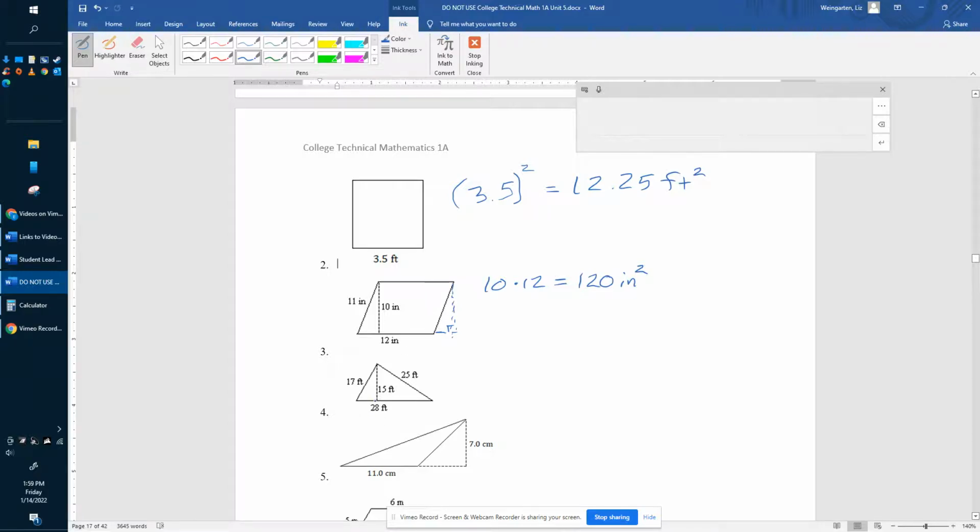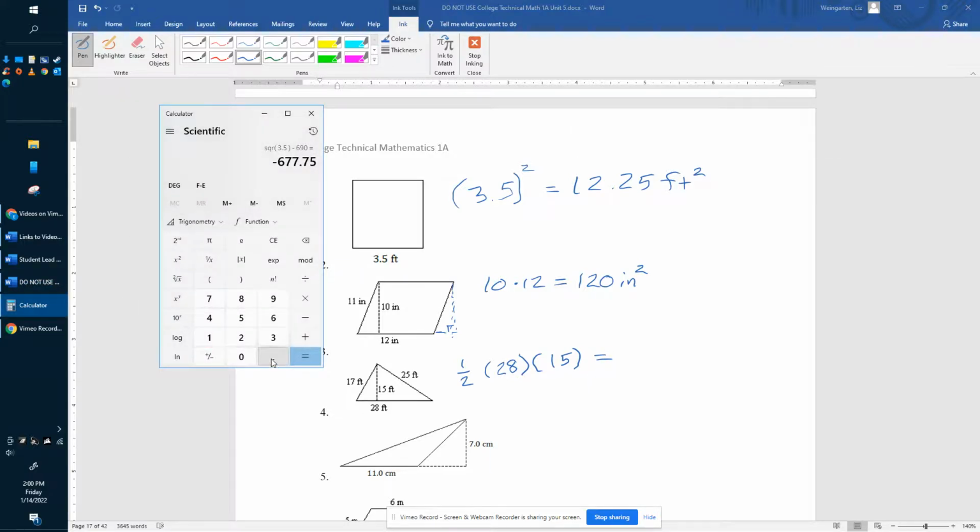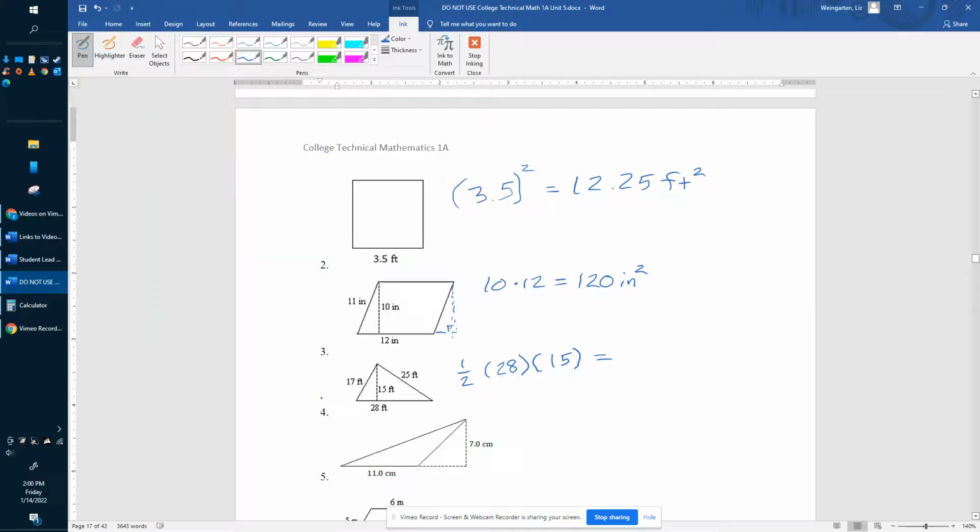How about this triangle? For our triangle, we are 1/2 base times height. So we have 1/2 times the base. Our base is 28 feet. And our height is 15 feet. Don't look at the length of the other legs. Just look at your base and your height. So in our calculator, 1/2 is the same as 0.5 times 28 times 15, which gives us 210 square feet.